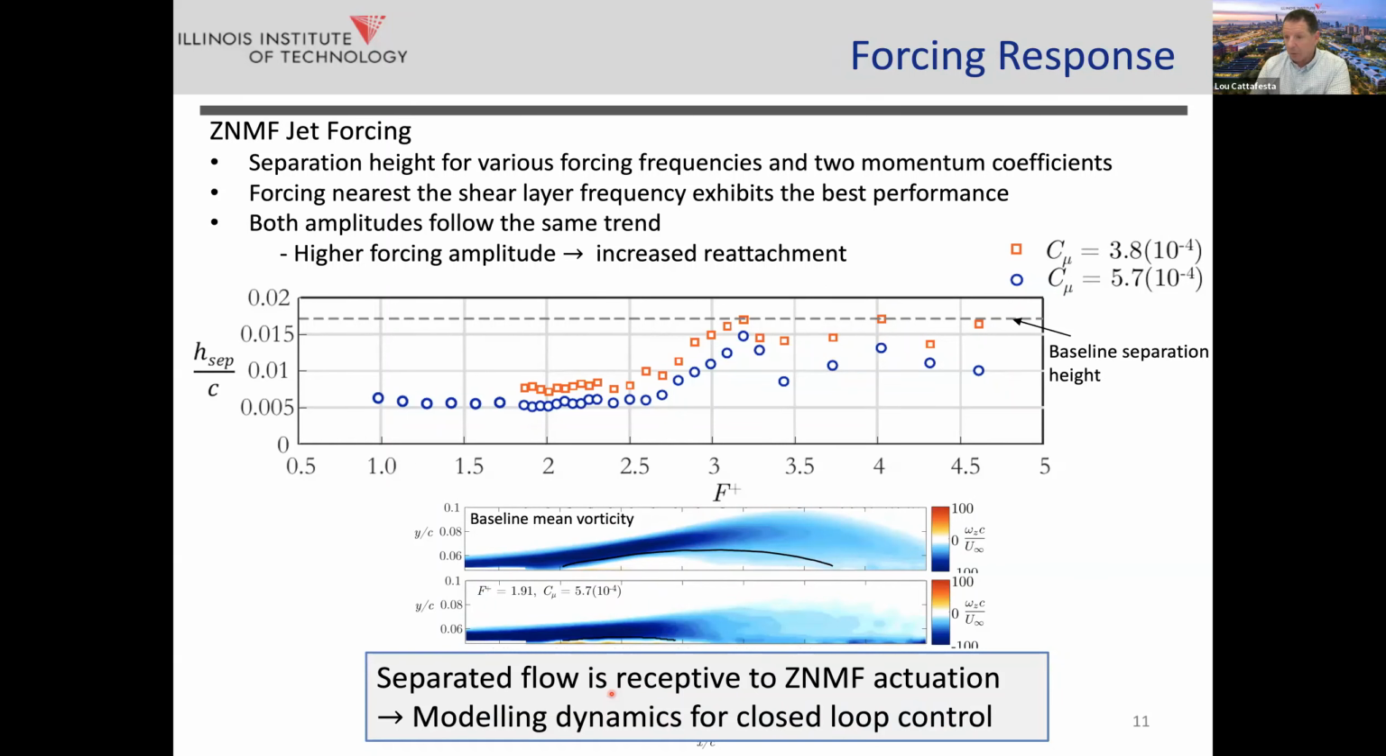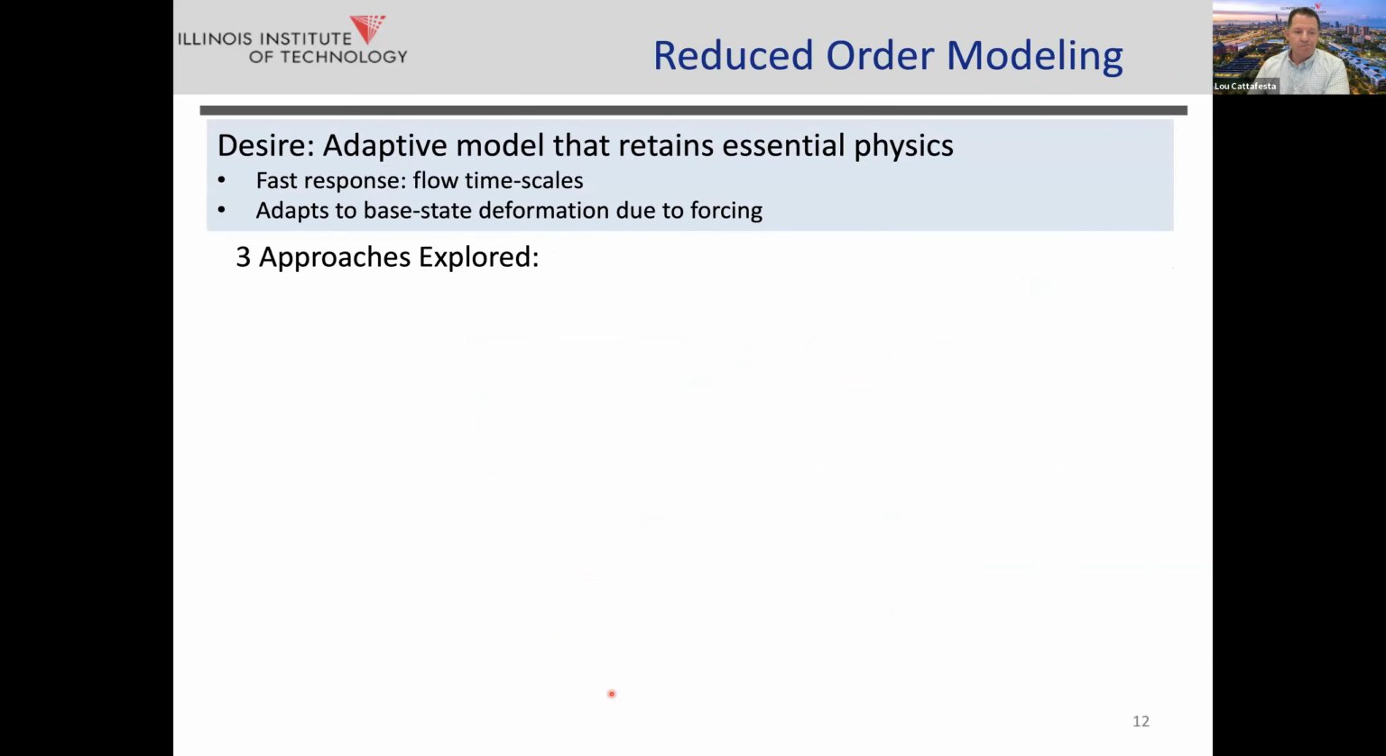The question is, if we want to do this in closed loop control now, are there any advantages, and what kind of modeling approach might we use? We explored 3 different approaches. Remember what I said at the beginning: we wanted something that enabled us to produce an adaptive model that would retain the essential physics. And we wanted this to be relatively fast. By relatively fast, I mean we want to be able to do this on the timescales of the fluid dynamic structures. And remember, we also want this model to be adaptive, because as you control the flow, the baseline state is going to change. And so the model is likely going to have to change.